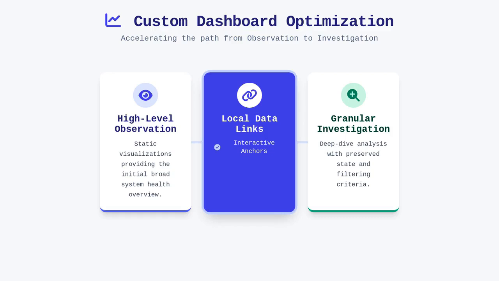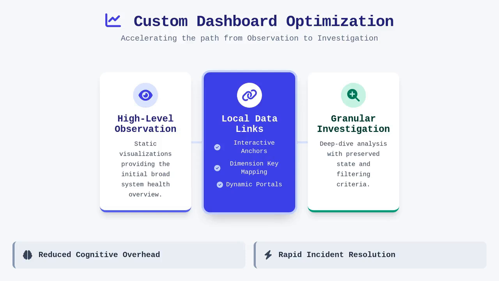Instead of forcing a user to manually navigate through menu structures or search bars, these links transform static visualization elements into dynamic portals. By mapping contextual dimension keys, we ensure that movement between views preserves the underlying state and filtering criteria. This creates a predictable navigational path that scales across teams and services, effectively reducing the cognitive overhead required to resolve incidents.